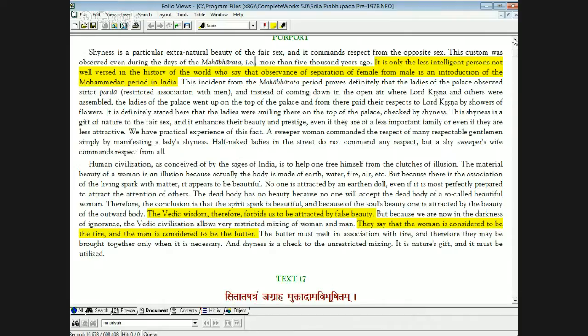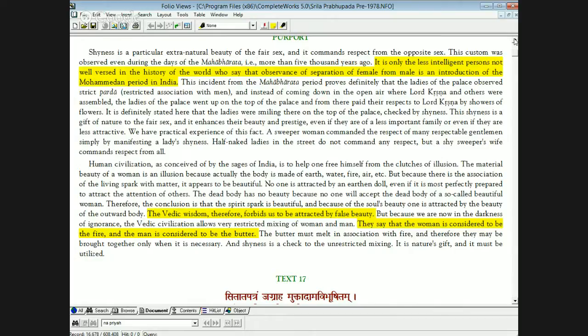This shyness is a gift of nature to the fair sex, and it enhances their beauty and prestige, even if they are of a less important family or even if they are less attractive. We have practical experience of this fact. A sweeper woman commands the respect of many respectable gentlemen simply by manifesting a lady's shyness. Half-naked ladies in the street do not command any respect, but a shy sweeper's wife commands respect from all.